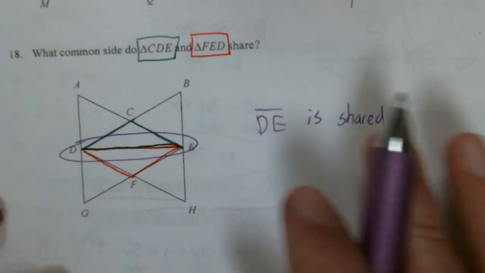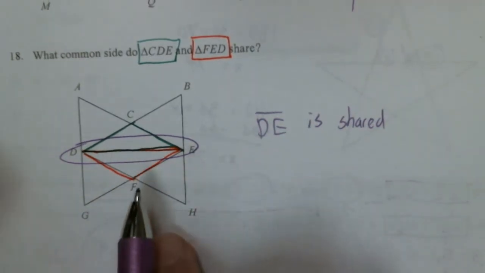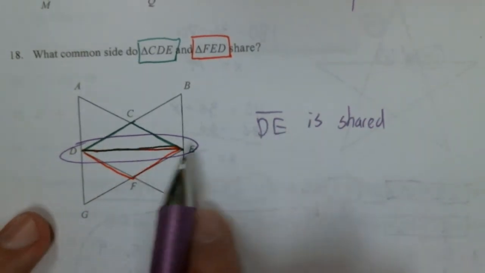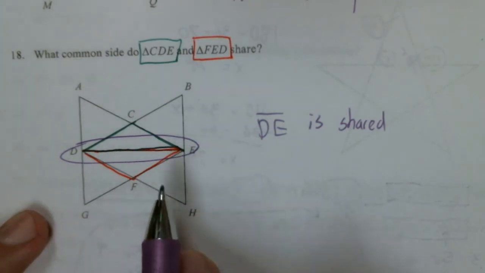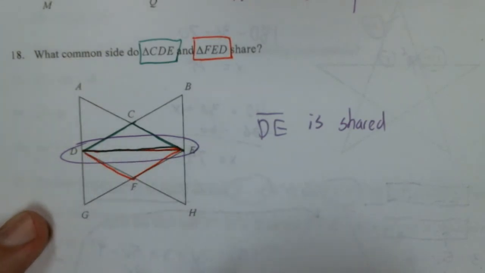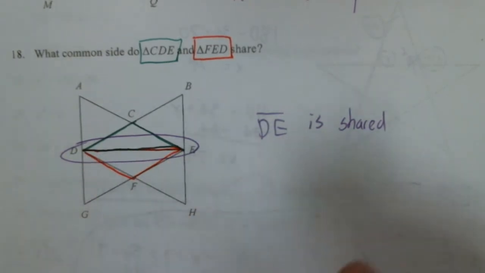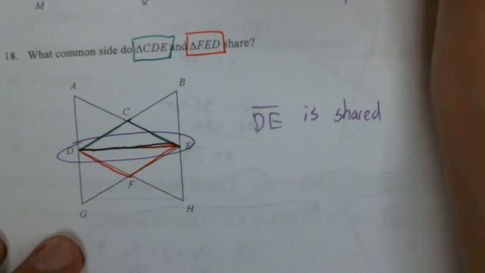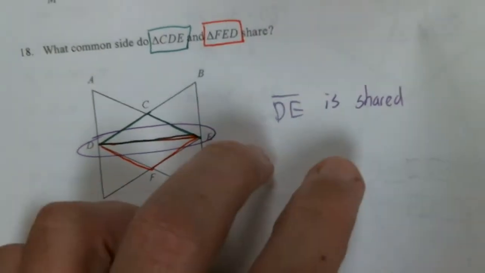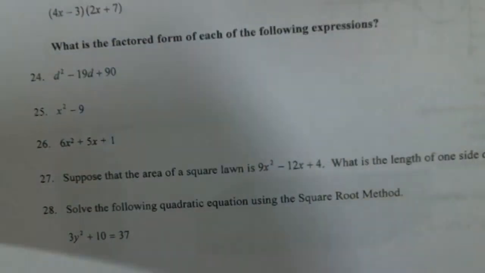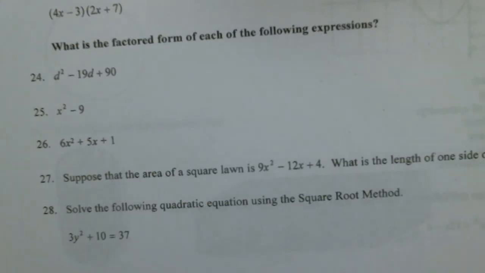Color code it, separate out the triangles. This one's pretty easy, so you don't really need to separate out the triangles. You can just kind of look at it, but I color coded it anyway. But if it's a little bit more complex, you need to separate them out and color code them, so your brain can see, okay, this angle is being shared between both triangles, or this line segment is being shared between both. Okay, page number 5.